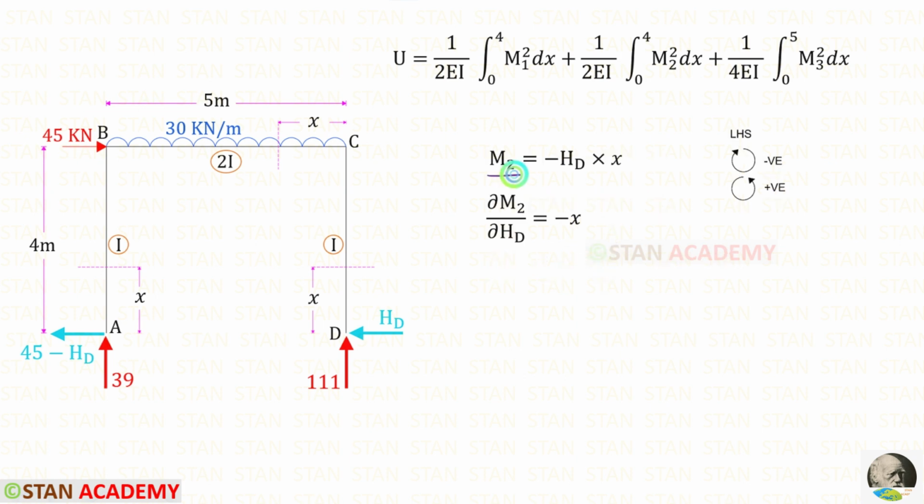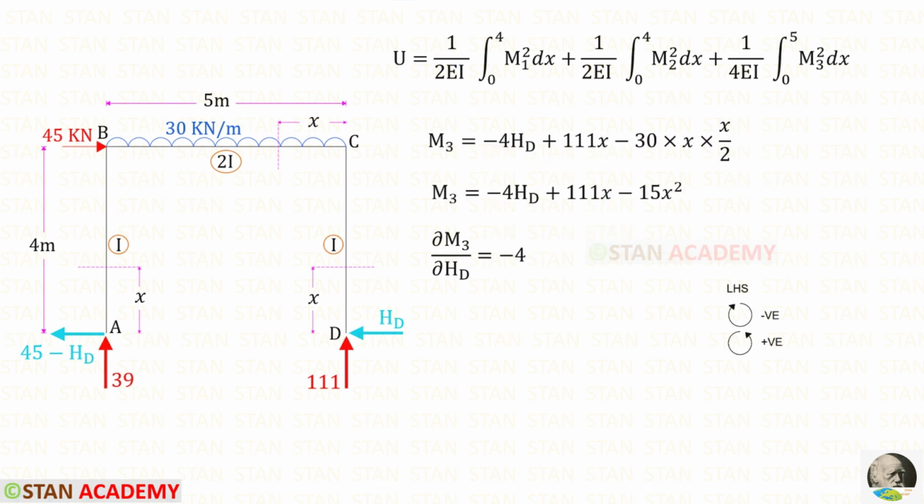To find M2, we can use the left-hand side rule. Up to this section, we have VD and HD. For VD, there is no perpendicular distance, so we should not consider this. HD is acting in the clockwise direction, so it will be negative, and the distance is x. We need to partially differentiate M2 with respect to HD. For HD, it will be 1. Minus 1 into x, it will be minus x.